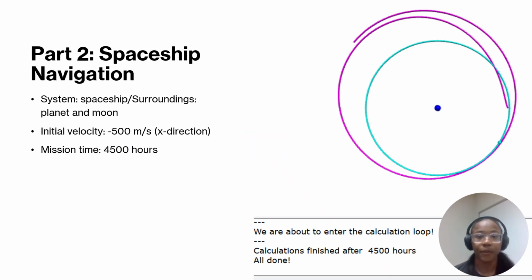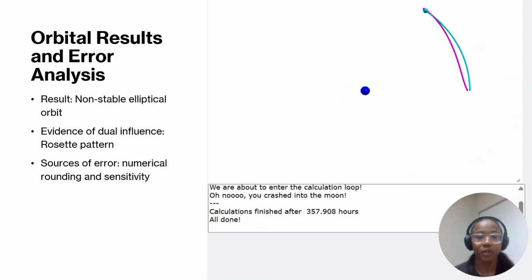In part 2, the spaceship was the system, and the planet and the moon were surroundings. My goal was to launch from the moon and orbit both bodies. Using an initial x velocity of negative 500 meters per second, I was able to maintain a fancy orbit for exactly 4,500 hours without crashing into the moon or the planet. My spaceship achieved a Rosette-style orbit, showing the influence of both the planet and the moon over the 4,500-hour mission.